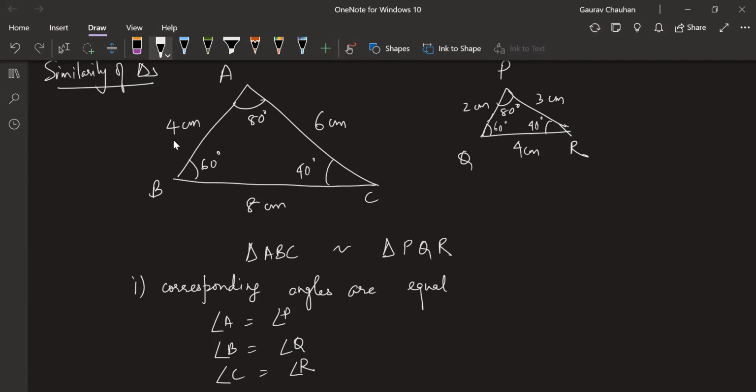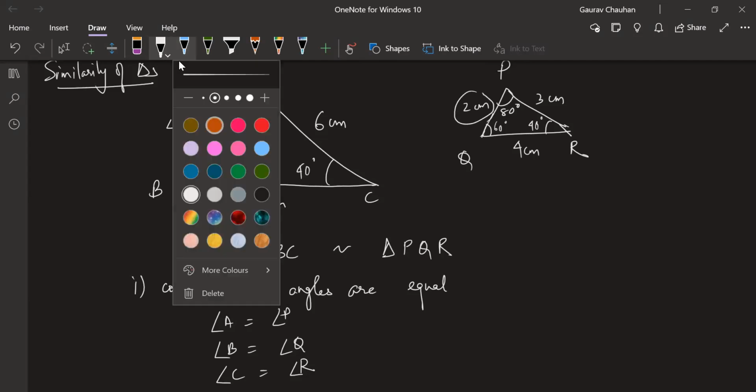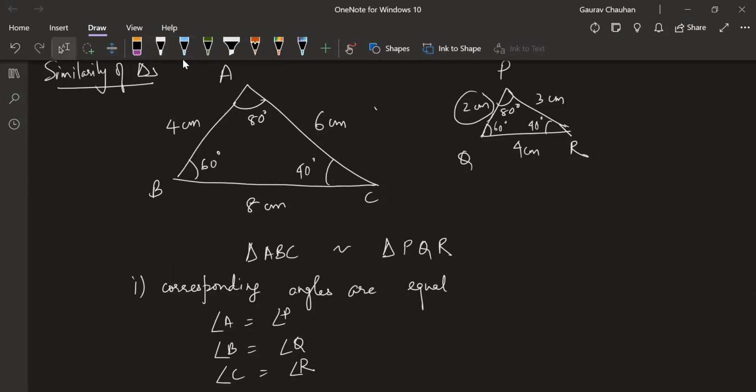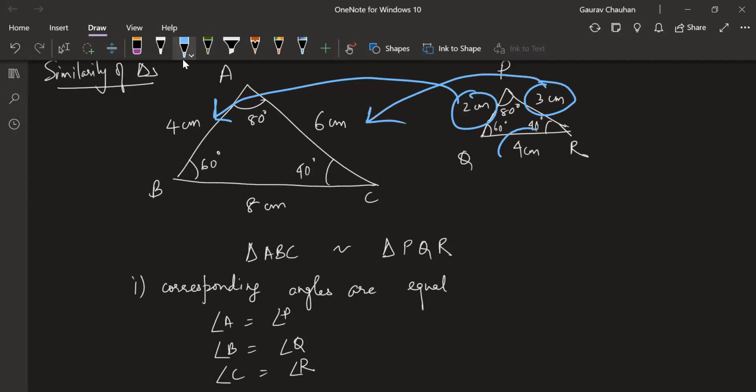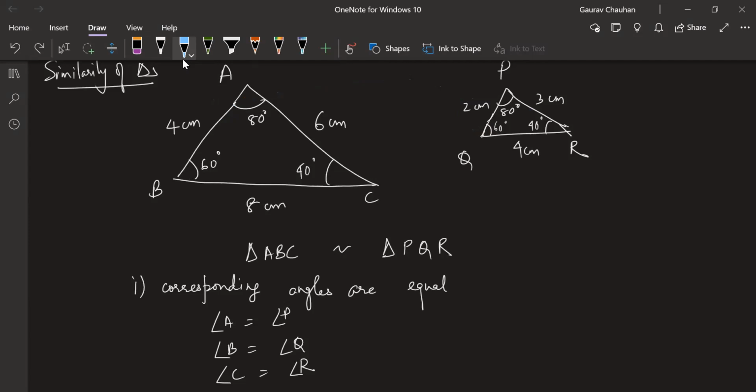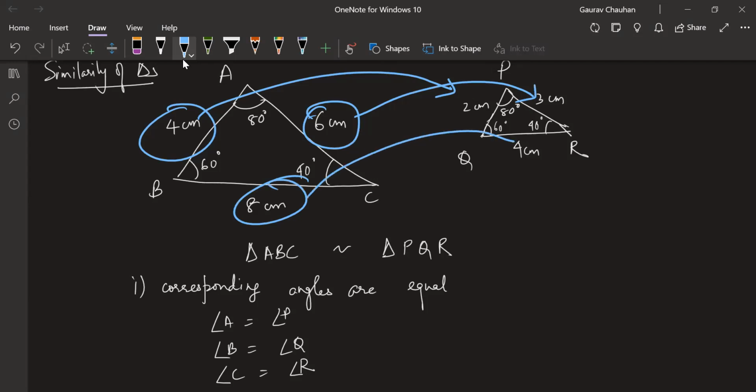At the same time, there's one more interesting thing that's happening, and that is the respective corresponding sides. This side here has been multiplied by 2 to get to this side. This side here has been multiplied by 2 to get to this side, and this side here has been multiplied by 2 to get to its corresponding side. We can think of it like that, or the other way around also. AB has been divided by 2 to get here, AC has been divided by 2, BC has been divided by 2.